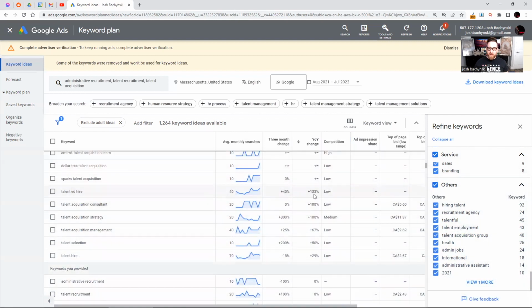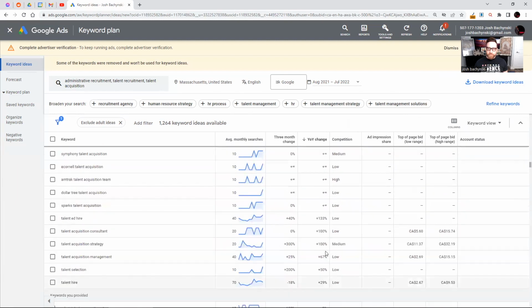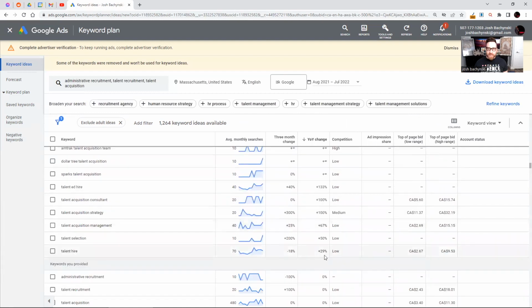Now, what I want here, though, is I want to know what is hot from the year-over-year change is what I want to know. Like talent acquisition strategy. There's a lot of people are paying good money for it. It doesn't matter if it's in Canadian, it's just being converted. People are paying good money for that. And talent acquisition strategy is up here. Talent acquisition management is up here. Talent selection, talent hire. So that's a good thing. And that's something we want to see here.